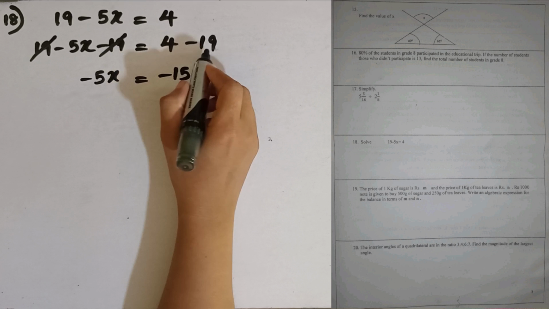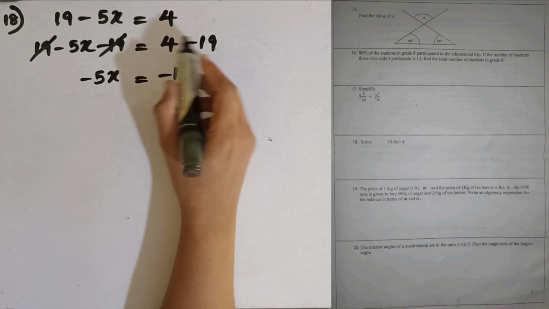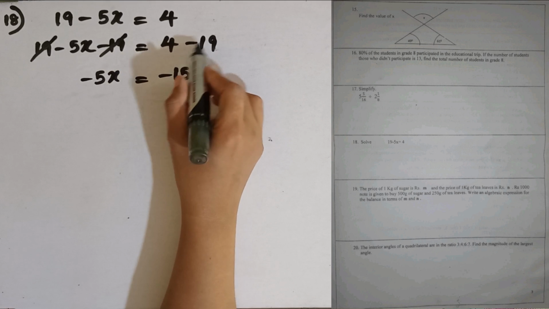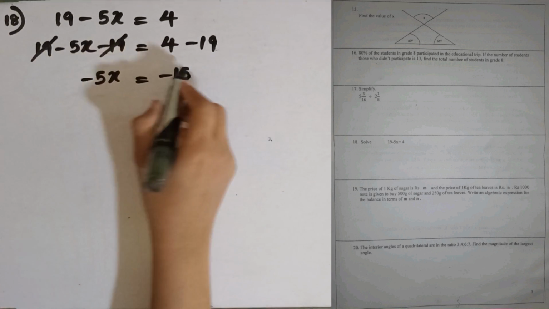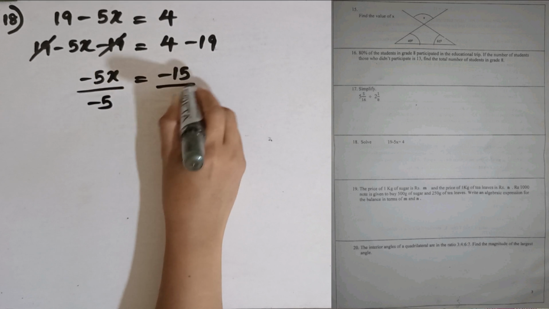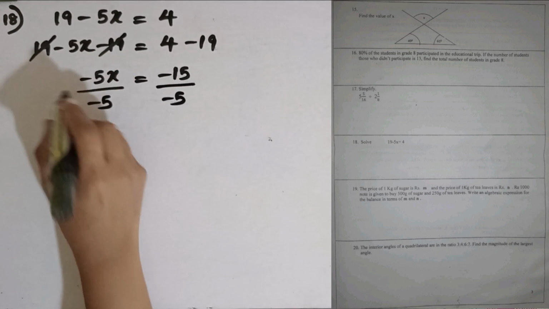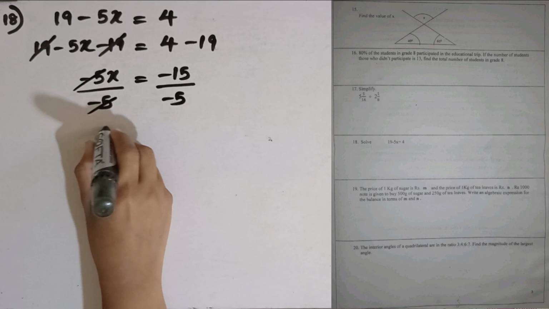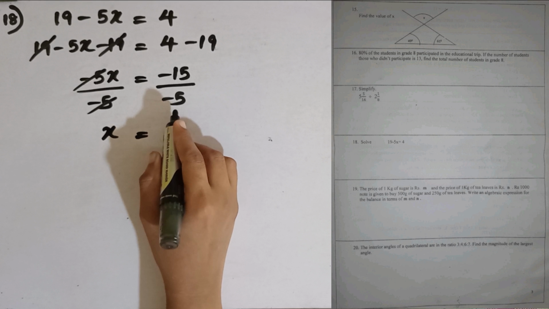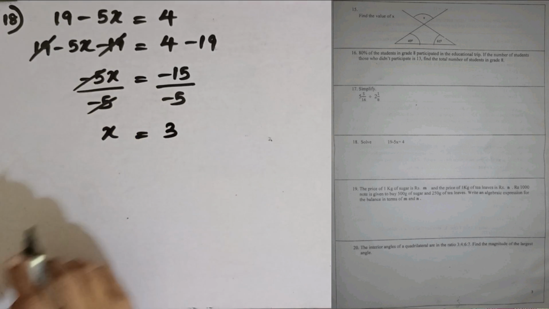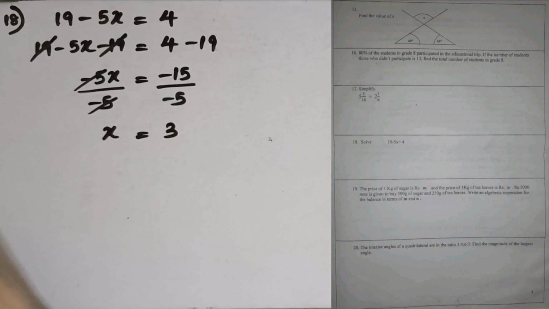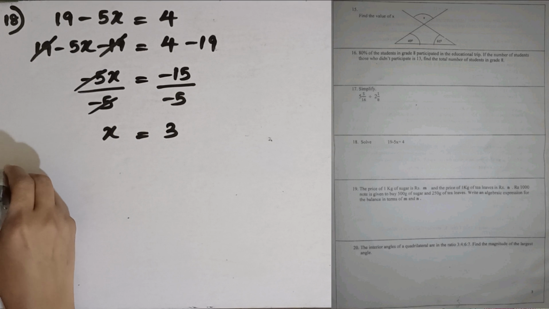We have to take the difference between the two numbers without taking the sign. 19 minus 4 is 15. Then take the sign of the largest magnitude, minus 15. Next we can divide by minus 5. Minus 5 and minus 5 can be removed here. Then x is remaining. Minus 15 divided by minus 5 is 3. When dividing two negative numbers, it becomes positive.